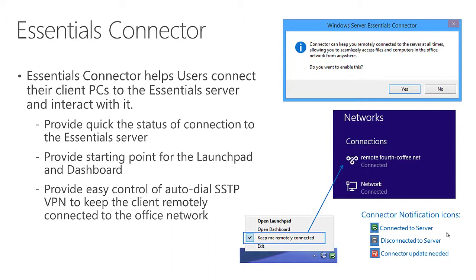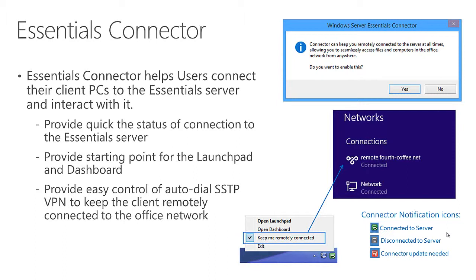It allows you to automatically connect using a secure VPN connection over the internet. And this allows you to access the different data and functionality of the Essentials server even when you are remote from the office. This can happen in the background. You set this up to stay remotely connected, and it just uses the auto dial functionality of VPN to go ahead and get you connected back to the server. And this uses SSTP, which is a flavor of VPN that just uses the HTTPS protocol, or secure web connectivity.